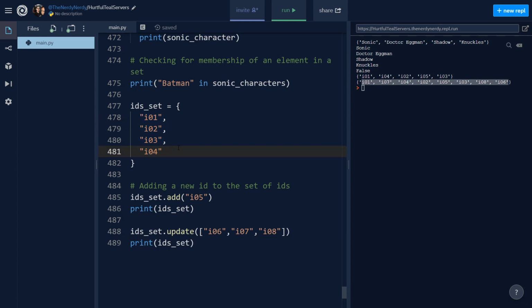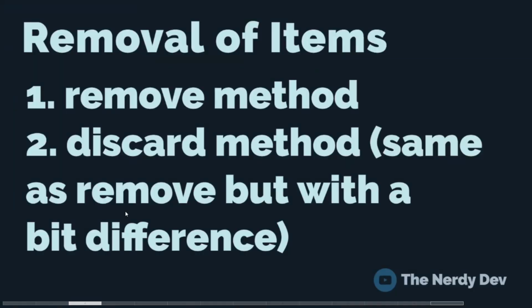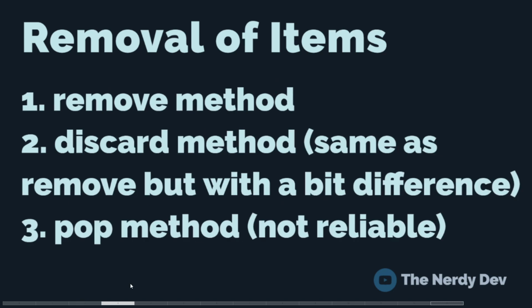So next, let us talk about removal of items from a set. To remove an item from a set, we have a couple of methods. First is the remove method, and second is the discard method. The discard method is very similar to the remove method, but with a slight difference. And then we also have the pop method that you can use here, though it is not reliable. So now let us see them in action.